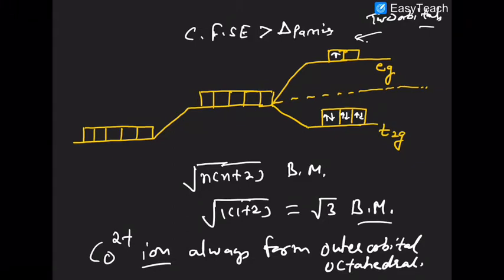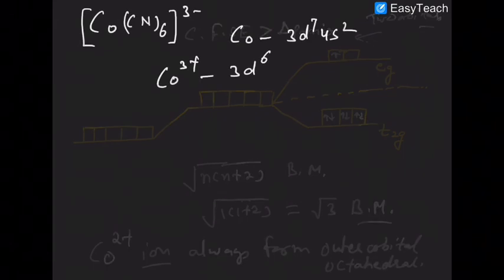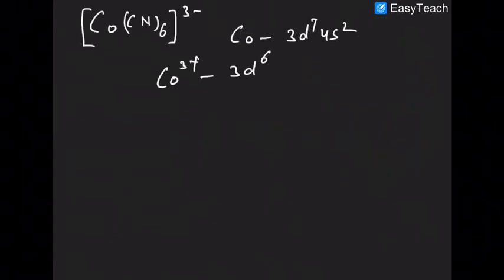What I mean to say is that if in place of CN negative you take fluoride ion, then pairing will not take place, and in that case there will be two unpaired electrons, so the magnetic moment will be slightly higher. But whether it is a strong ligand or a weak ligand, in each and every case the cobalt 2+ ion always forms an outer orbital octahedral complex. Now consider the next case, that is hexacyanidocobaltate(III).